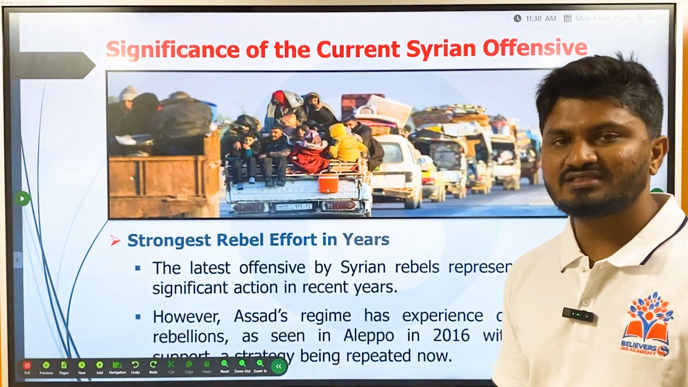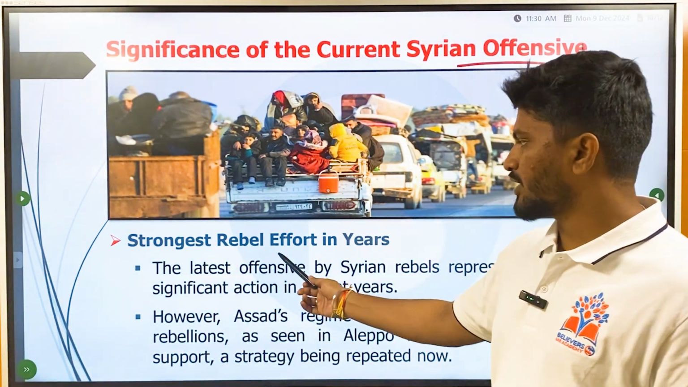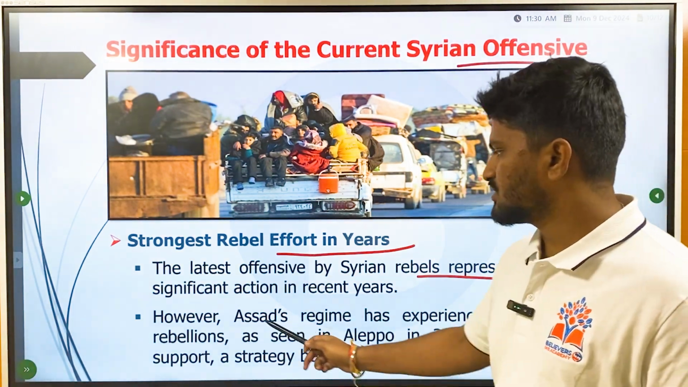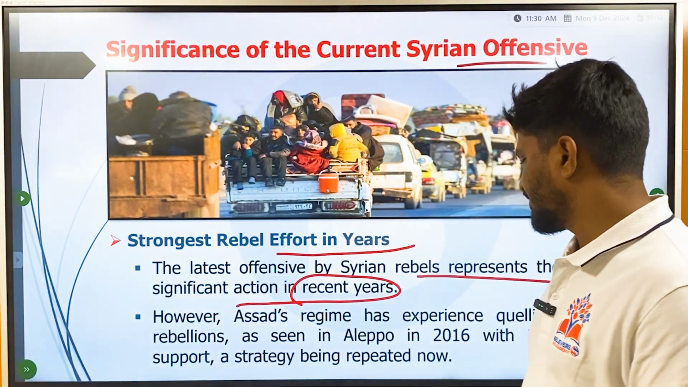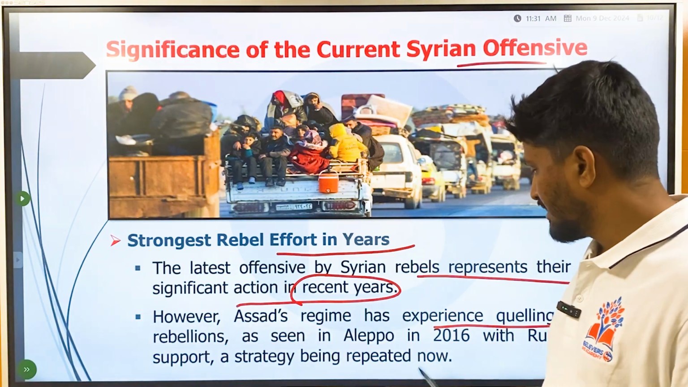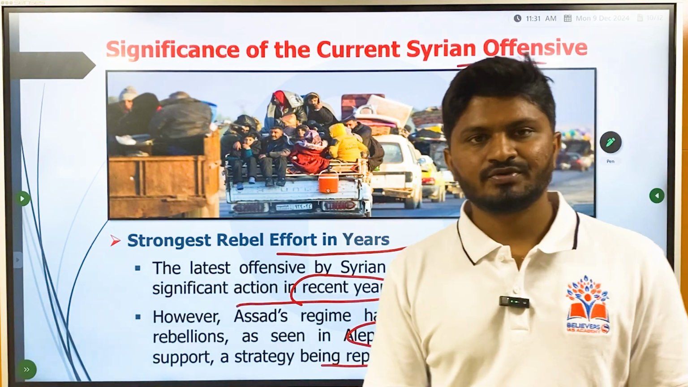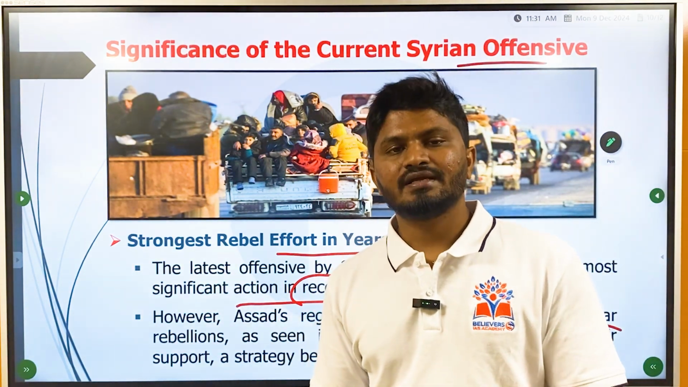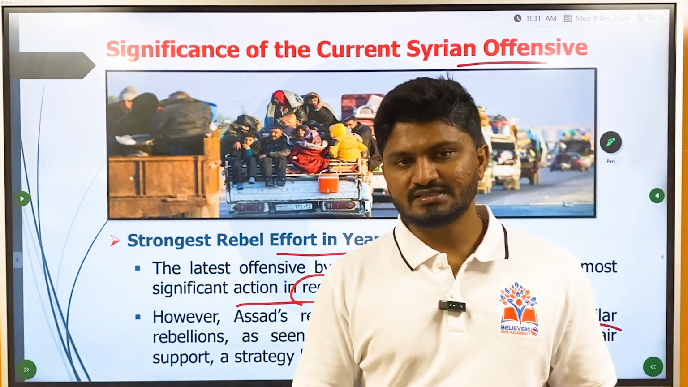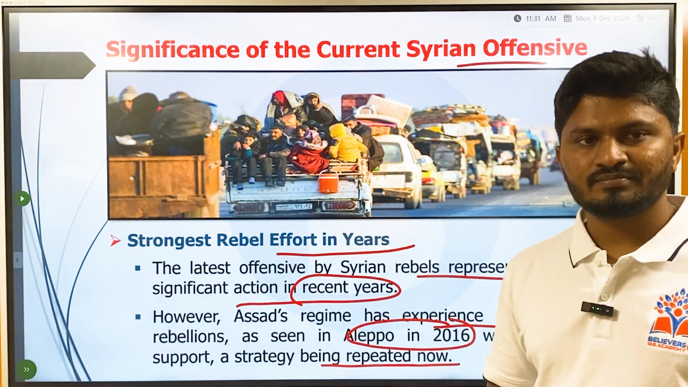So what is the significance of the current Syrian offensive? It is significant because it is the strongest rebel effort in years. The latest offensive by Syrian rebels represents their most significant action in recent years, since 2020. However, Assad's regime has experience in quelling similar rebellions as seen in Aleppo in 2016, with Russian air support and a strategy being reported now. So it is not the first time that rebels have gained power and it has been quelled by the government. It has already happened in 2016, it has already happened in 2020, and again the same strategies are being repeated with the help of Russia.